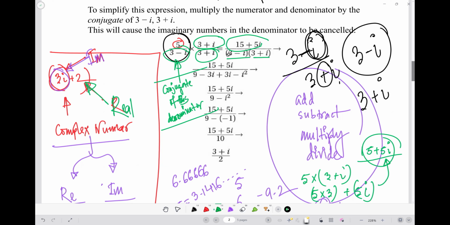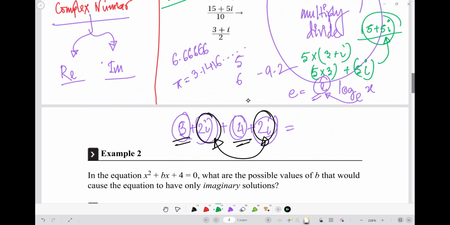And then you're multiplying two different complex numbers. You can just expand it, or you can just write it like a squared minus b squared. You can write like this. These are some basic concepts about the complex number.